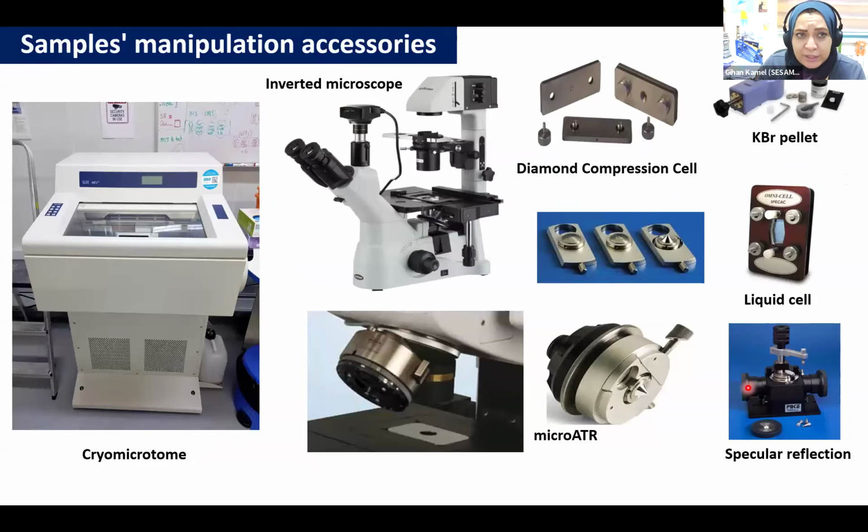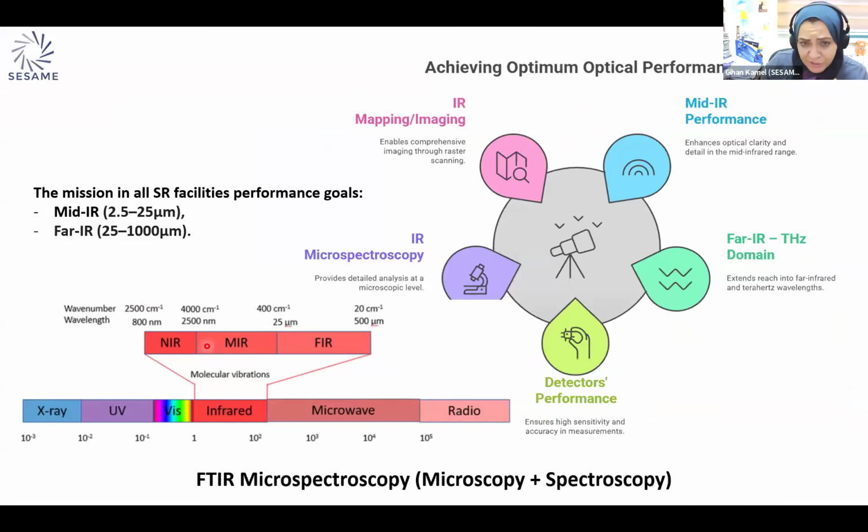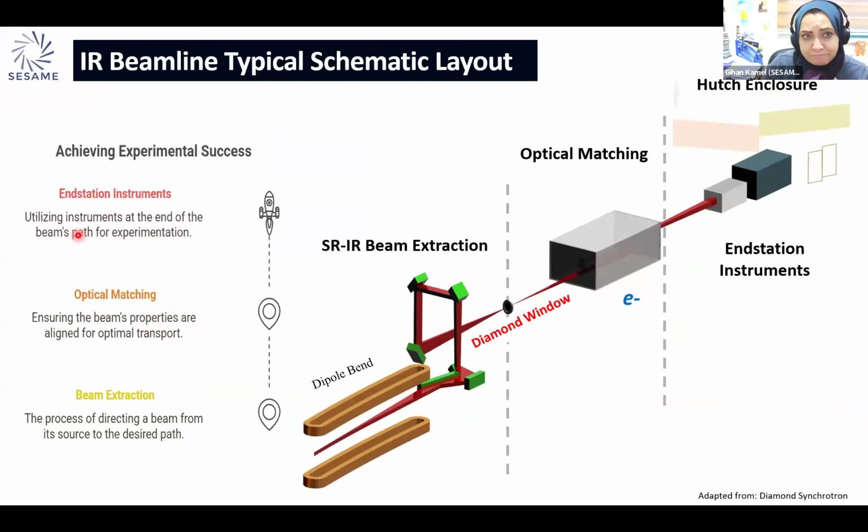There are a lot of accessories, which we call manipulation, not really preparation, in our case. Here you see, for example, this is the regular KBr pellet. This is a liquid cell for measuring liquids. This is a diamond compression cell, with two diamond windows. We put a sample, compress, and these are the micro ATR for the microscope. And this is the specular reflection, and this is a cryomicrotome for cross sections. So what we are offering here again is the mid-IR region, 2.5 to 25 microns, and we are collecting part of the far infrared as well.